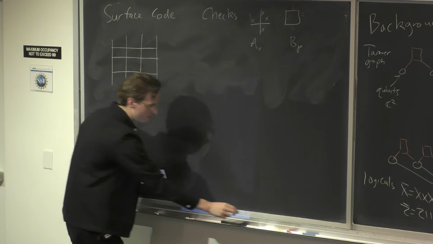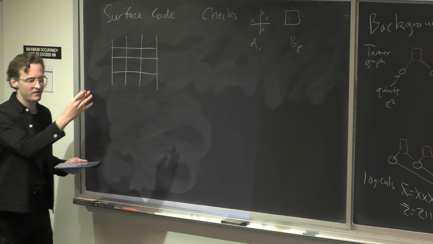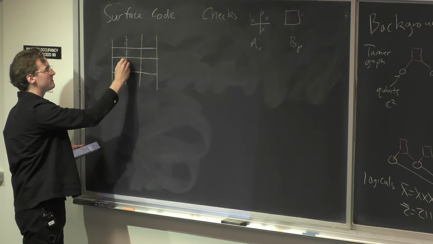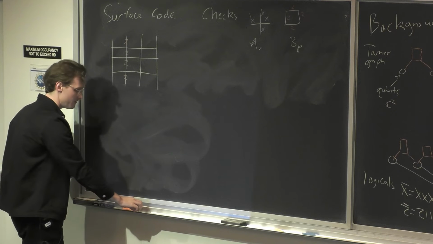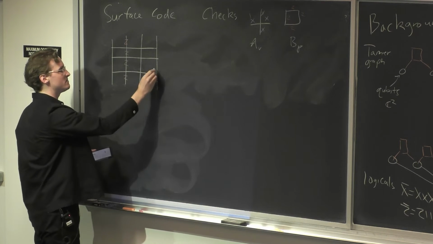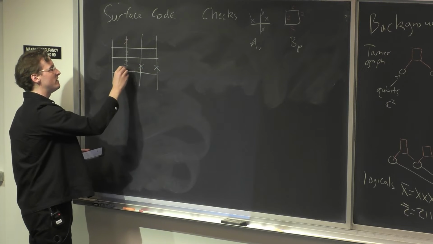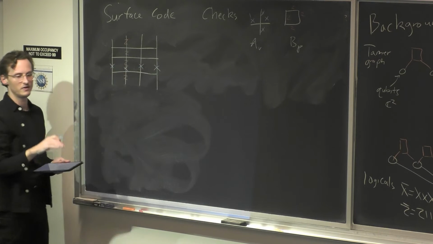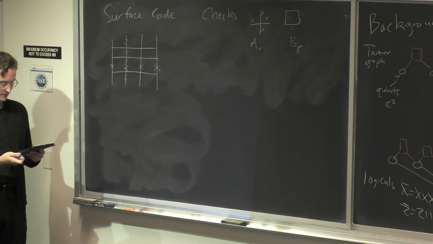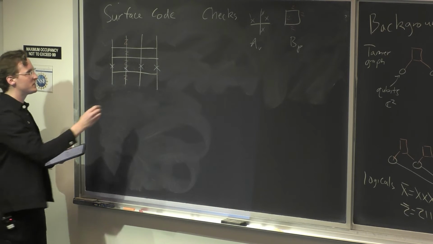And then the logicals that commute with everything are strings: Z strings on the lattice and X strings on the dual lattice. You can check they commute with all the stabilizers, but if they're homologically non-trivial, like they cross the whole lattice and end on both boundaries, you can't generate them with the checks. So those will be our logicals.